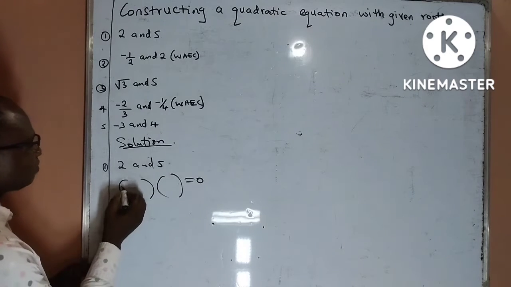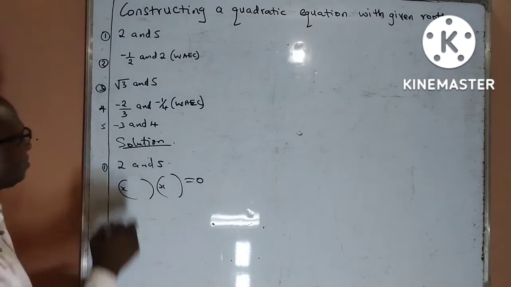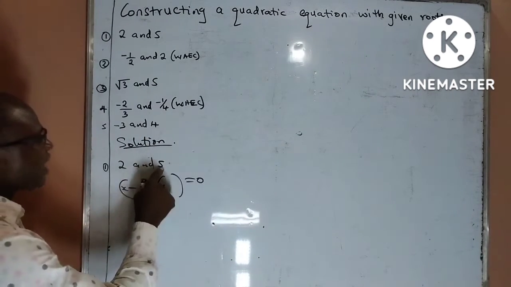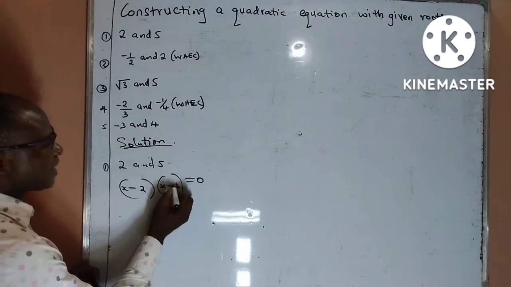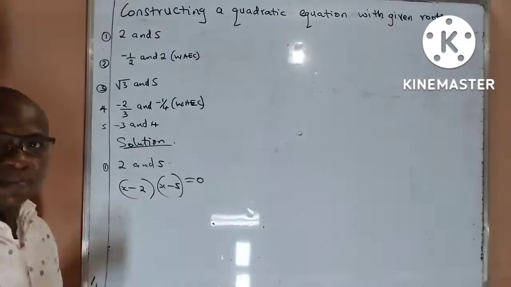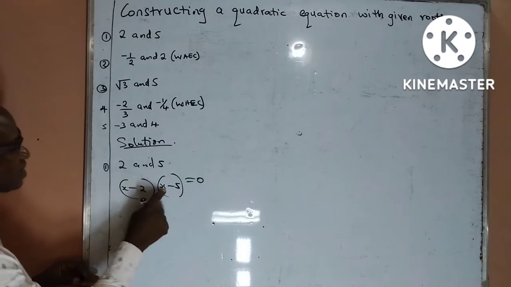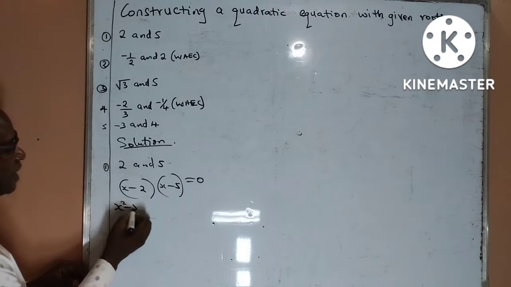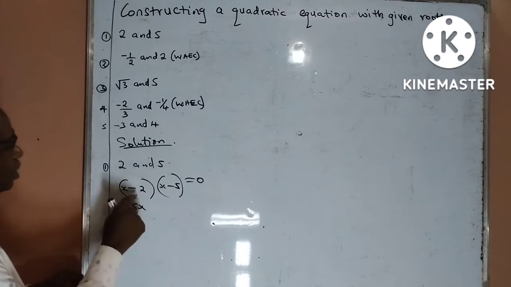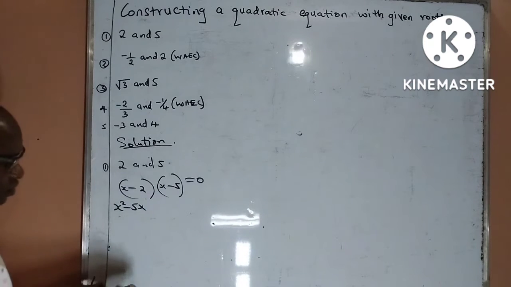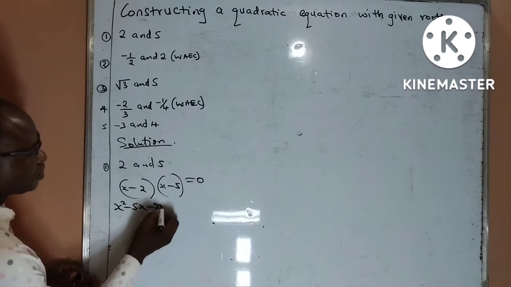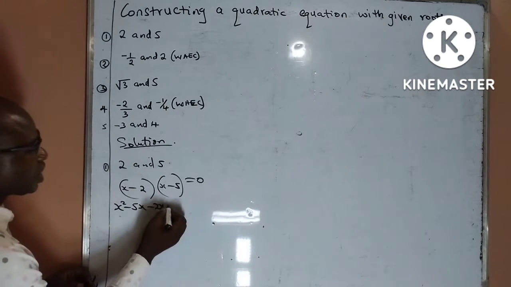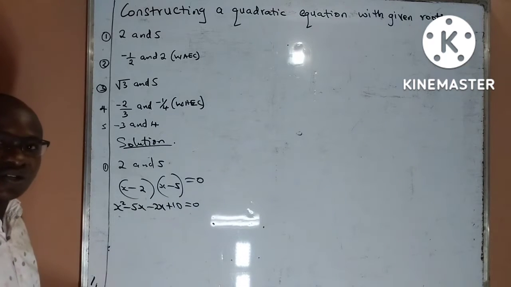Inside your bracket, put letter X for me. Then, this 2 is positive, change it to negative. This 5 is plus, change it to minus. And open the bracket. So what we do, x times x will give us x raised to the power 2. X times minus 5 will give us minus 5x. Minus 2 times x will give us minus 2x. Then minus 2 times minus 5 will give us plus 10. Everything is equal to 0.